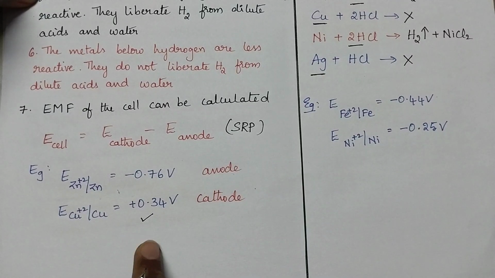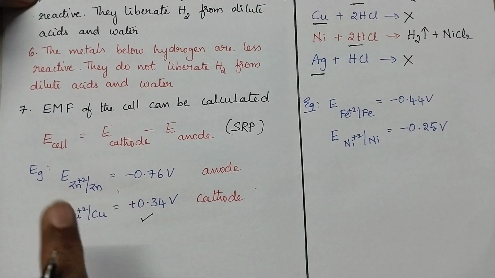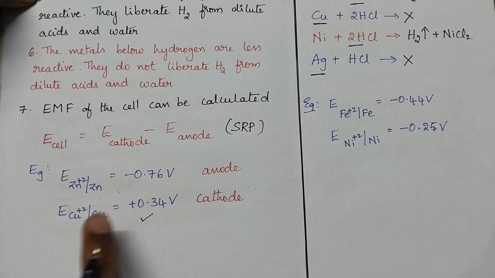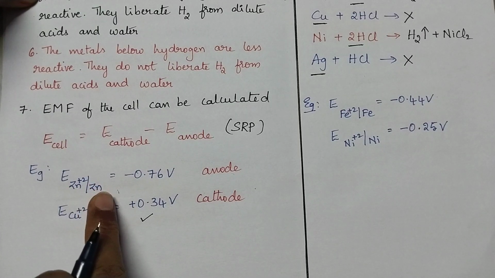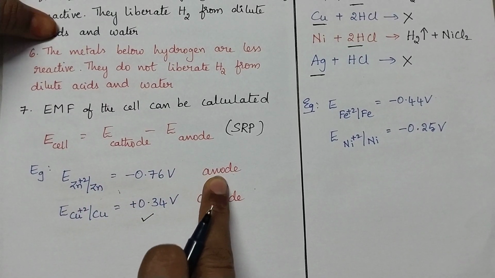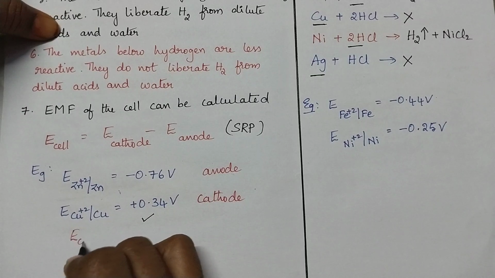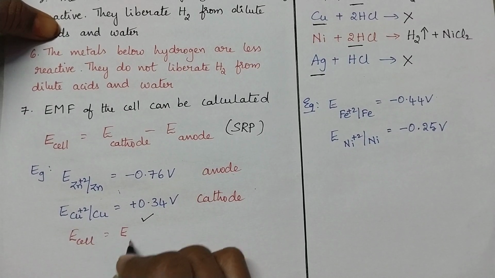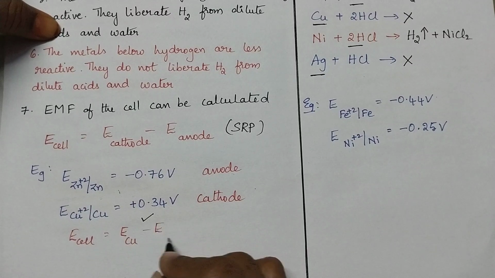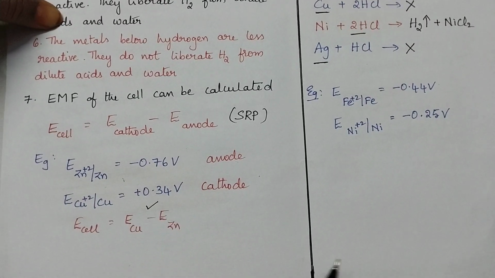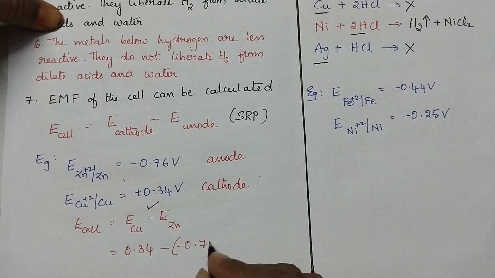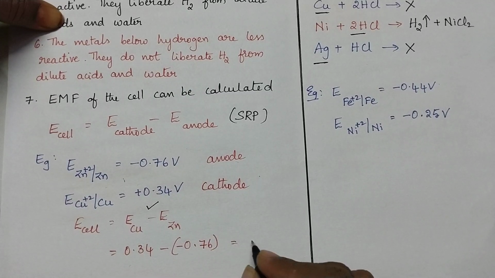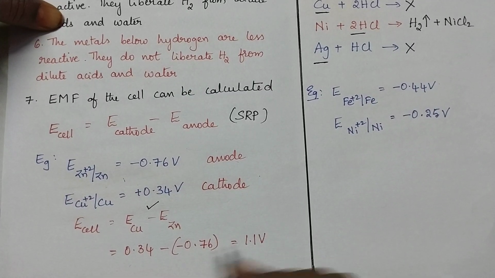Right? So in this example, copper has greater reduction potential, hence it acts as the cathode, whereas zinc, having lower reduction potential, will act as the anode. So the EMF of this cell is equal to E copper minus E zinc. That means 0.34 minus of 0.76. So that is equal to 1.1 volt.